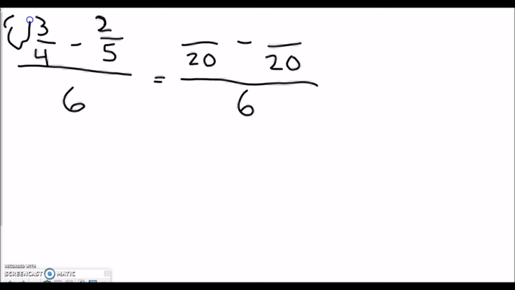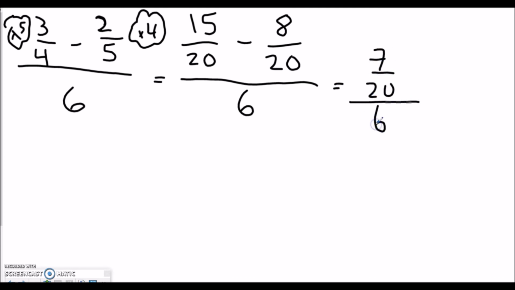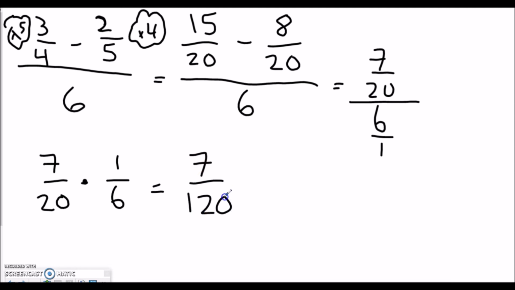How do we change 3/4 to 20? That's times by 5. That gives me a 15 for a numerator. How do I change the second fraction to a 20? That's times by 4. That gives me an 8 for a numerator. So far we have 7 over 20 all over 6. Remember that this 6 is a 6 over 1. 7 over 20 times 1 over 6. That's a dot for multiply. And nothing can reduce: 7 over 120.